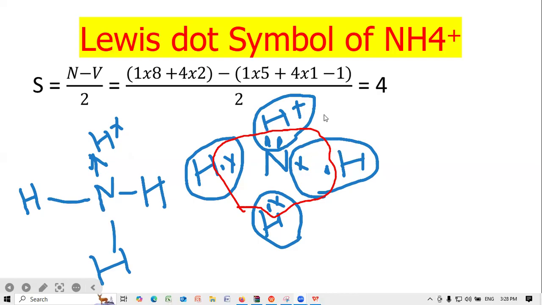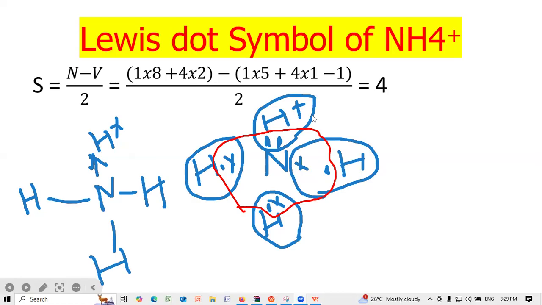See, and also we have to remember another important point. If there is a positive charge on the ion, or you are writing the Lewis dot symbol of the cation, you should subtract or reduce the electrons of the side atoms, not the central atom. See, the central atom is the nitrogen, and the surrounding atoms are the hydrogens. So I have subtracted or reduced this hydrogen's electron, because this is the plus.